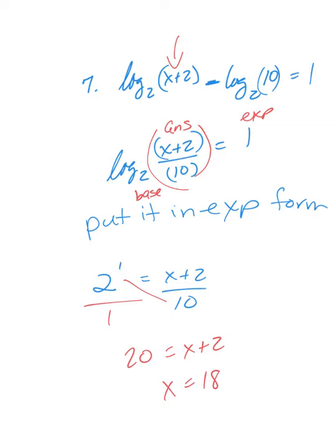I can check this. If you've got the fancy calculators that have your log button, just put in log base 2 of 20, because 18 plus 2 is 20, minus log base 2 of 10, and it should give you a 1. We're doing 15: log base 6 of 2 plus log base 6 of negative 5x. I'm going to put those in parentheses, equals 3.